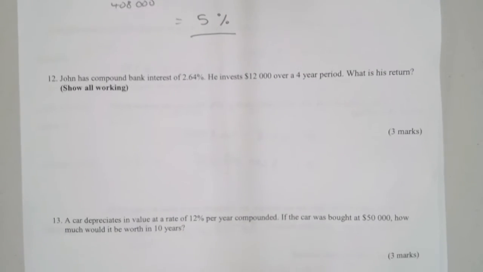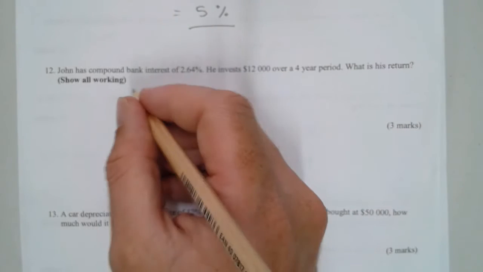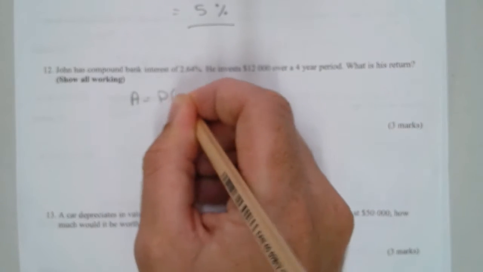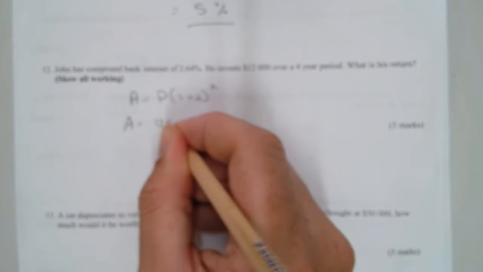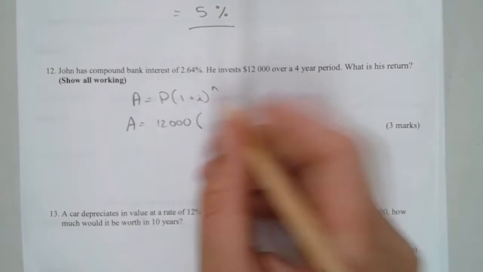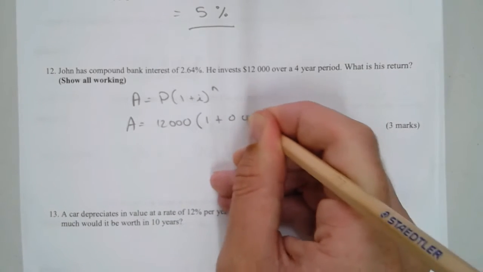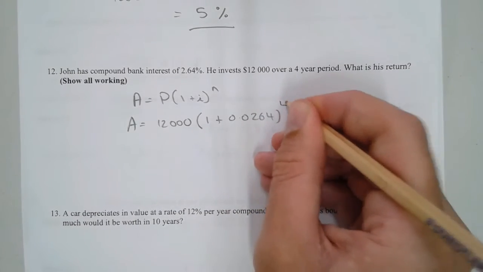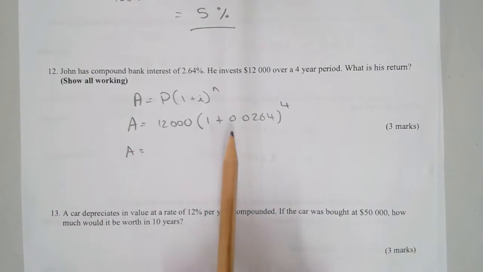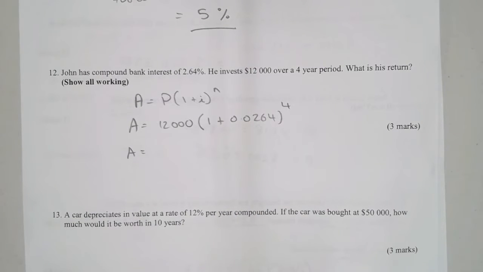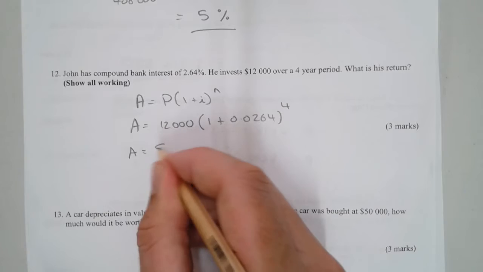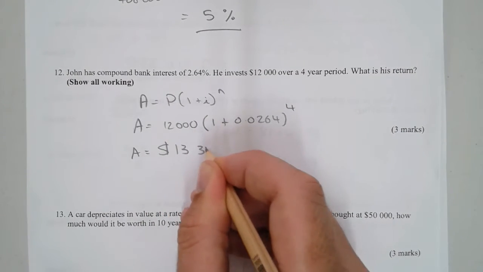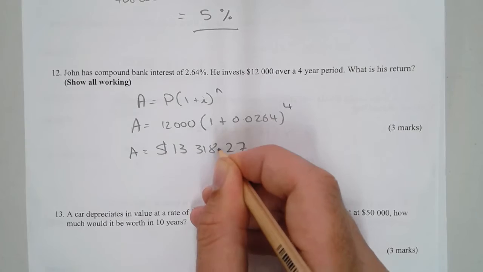Number 12. John has compound bank interest. So your compound interest is your principal times 1 plus i to the power of n. So let's have a look. He invests $12,000 over a 4-year period. So the interest is 0.0264, and it's to the power of 4. You literally just type that into your calculator. Type this bit in first: 1.0264 to the power of 4, multiplied by your 12,000, and his return is $13,318, and we must round to 2 decimal places because it's currency.